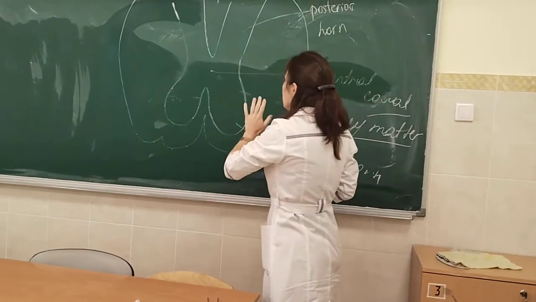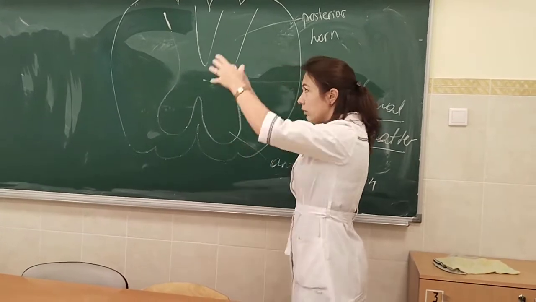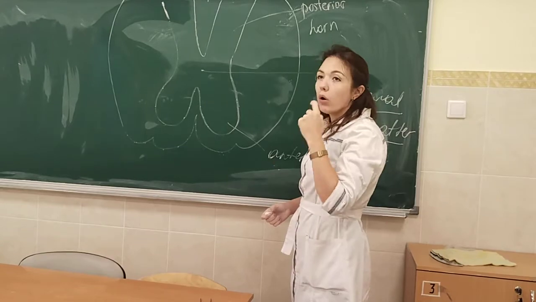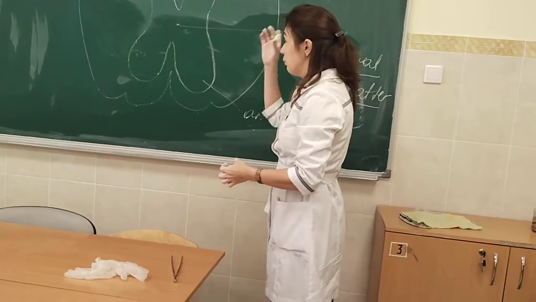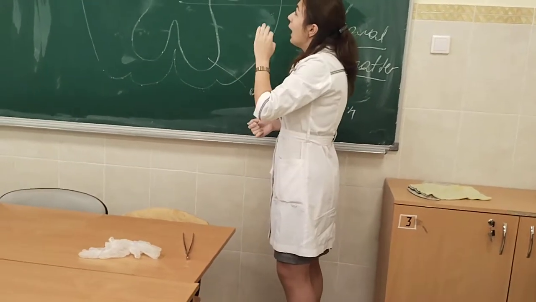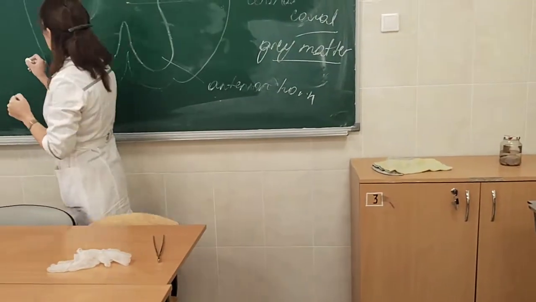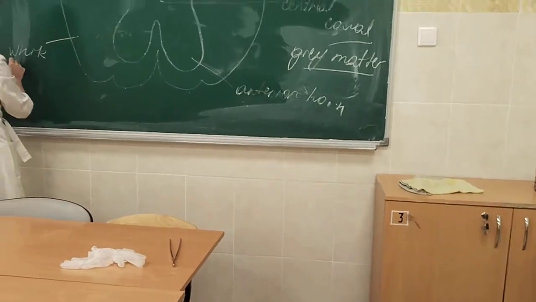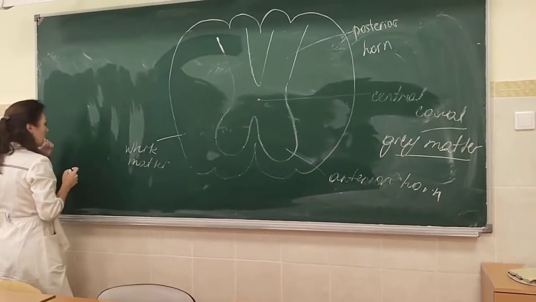narrower. When we see it in the transverse section, these are horns, but when we look at the whole spinal cord, we call them columns because they look like columns. Yes, anterior column and posterior column. Outside of the gray matter, there is white matter. That is formed by processes.